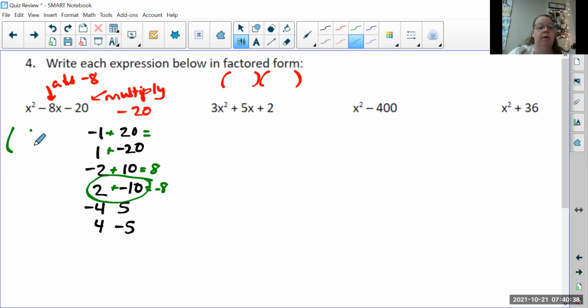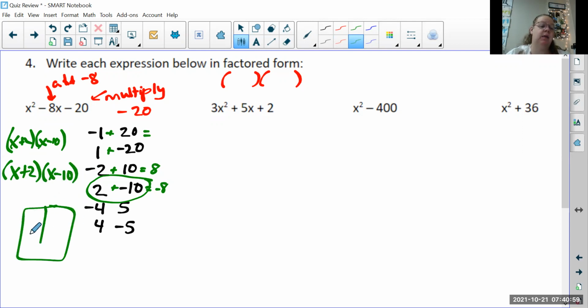So then when I go to write my final answer, it's always going to be x, as long as this is the way that the problem's set up. And then I'm going to have a positive 2, so plus 2, and then negative 10, minus 10. All right, so this is x plus 2. I know I kind of squeezed it in. x plus 2, x minus 10. And then I can always check my answer for these because I can do the box with them, x plus 2 and x minus 10, and make sure that that's what I get, x squared minus 8x minus 20, when I do the standard form.